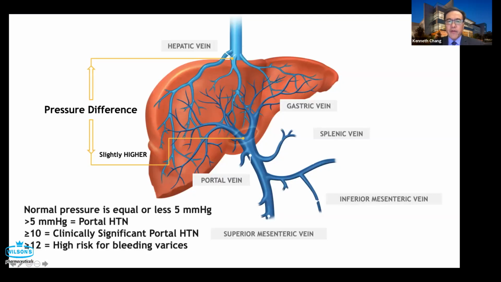So just by way of review, the portal pressure gradient is merely the difference between the pressure in the hepatic veins and the pressure in the portal vein. And normal is anywhere equal to or less than 5 millimeters of mercury gradient. Anything greater than 5 millimeters of mercury defines portal hypertension. Anything greater or equal to 10 millimeters of mercury defines clinically significant portal hypertension, and anything greater than 12 represents a high risk for bleeding from esophageal or gastric varices.